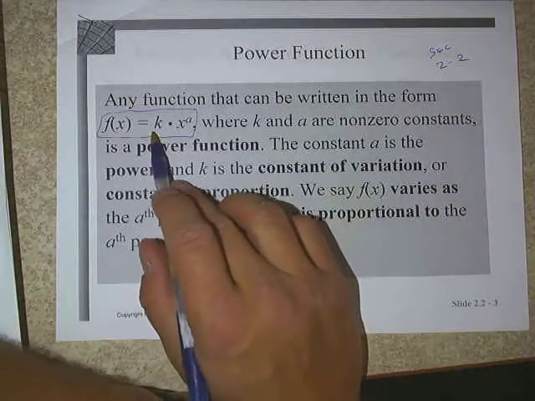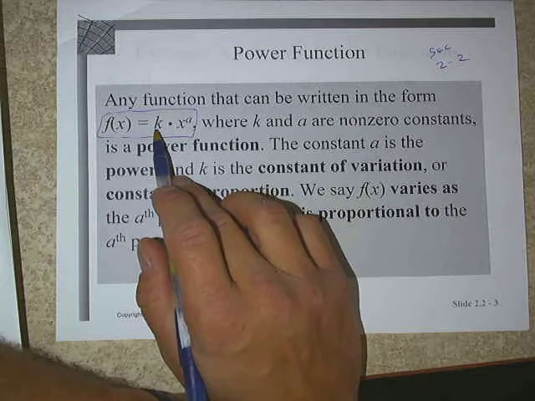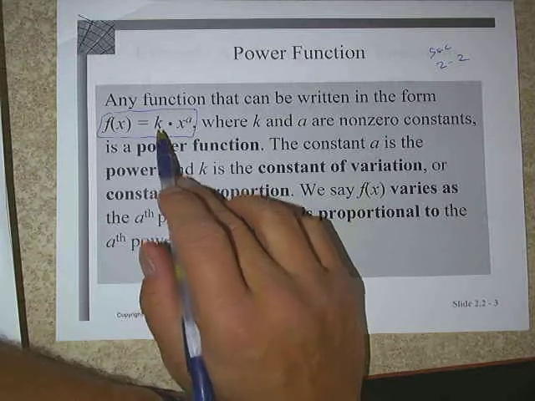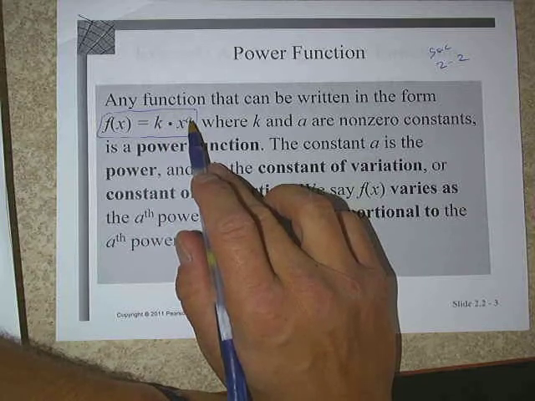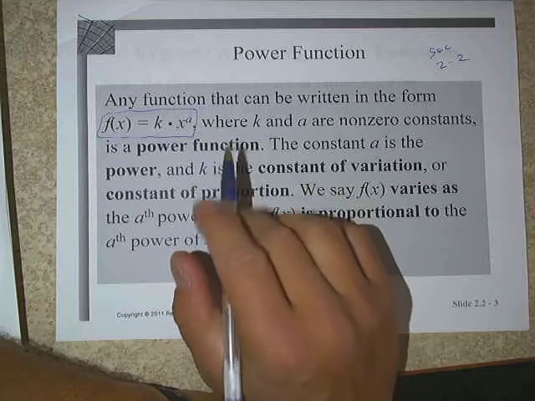But ultimately, a couple key issues here is that this k can be any non-zero number. It could be a whole number, it could be a positive, negative, fraction, decimal, etc. Same thing with a. The power can be any power except for 0. So I could have a fraction power, I could have a negative power, could have a positive power, etc.